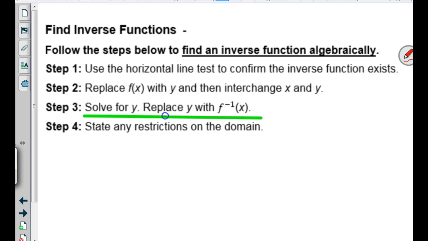To find an inverse function algebraically, use the horizontal line test to confirm it exists. Replace the f of x with a y, but then you interchange the x and the y. Then you solve for y, and if you're all done and it has an inverse function, you replace it with this notation. I'm not going to be picky about that last part. If you leave it y, I'll be okay. And then state any restrictions on the domain.